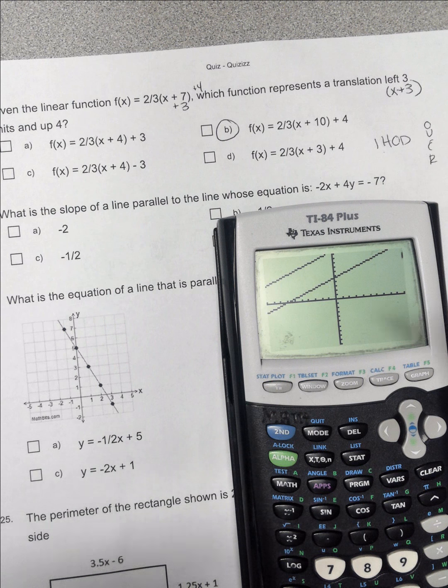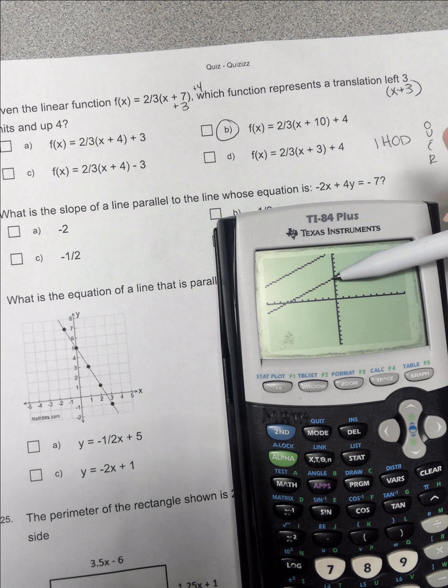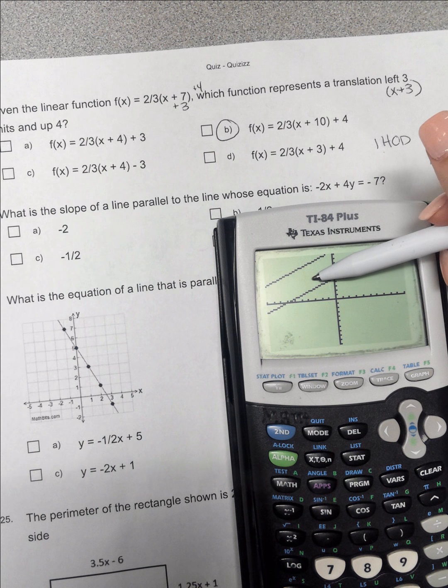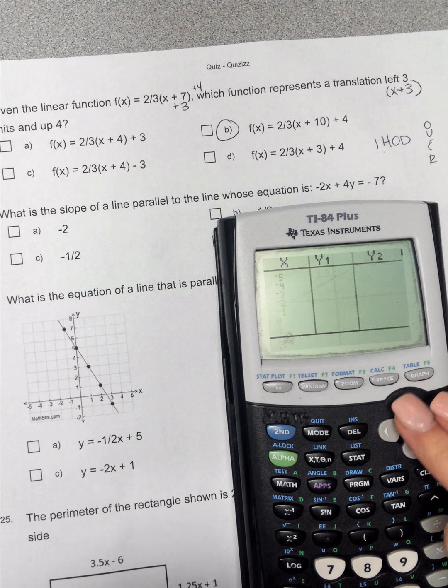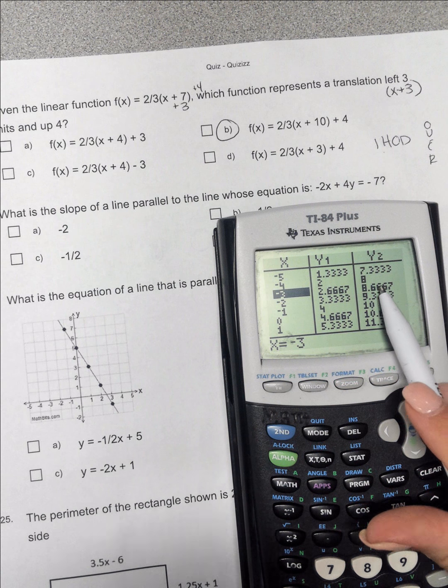So there's the original. That's kind of hard to see. If it was at 0, 1, 2, 3, 4, looks like almost 5. Left 3 would be negative 3, so it'd be like almost 9. At negative 3, it is at almost 9. Yep.